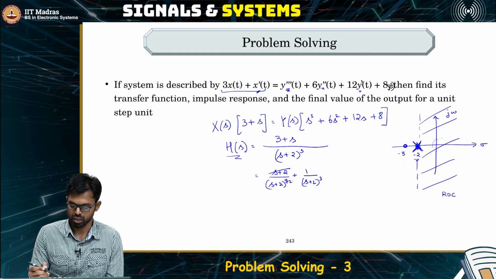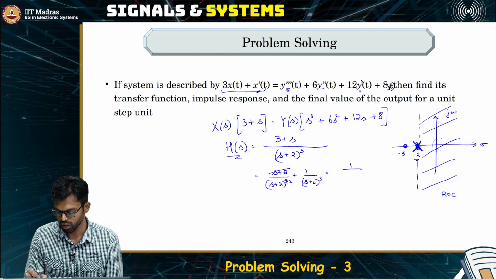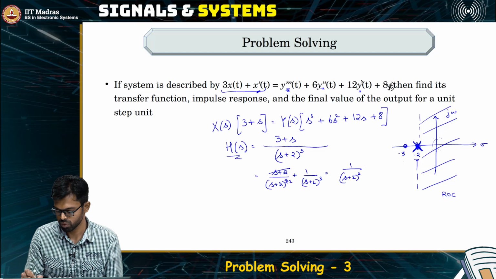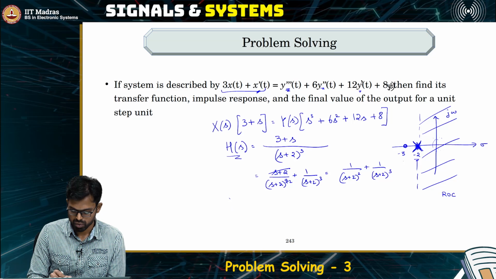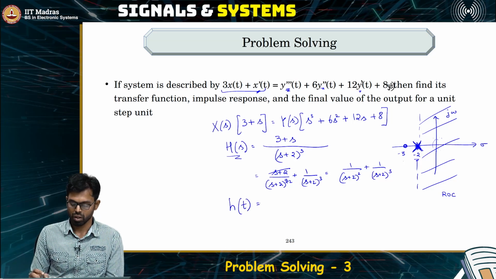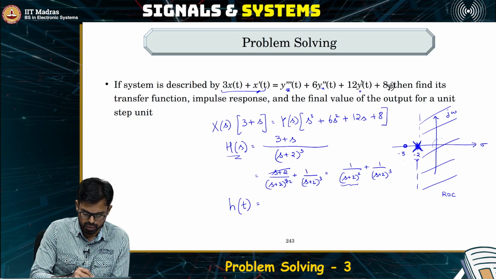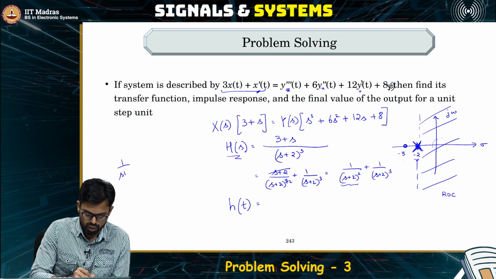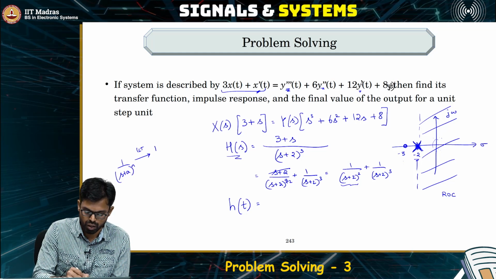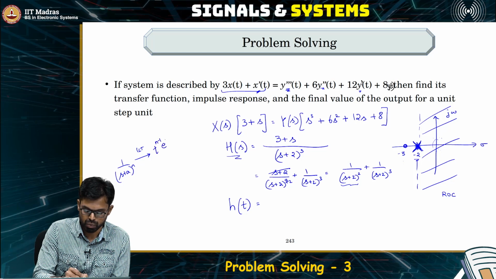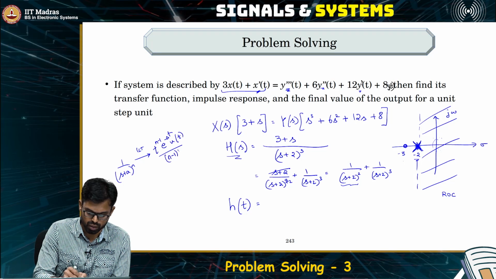So we can cancel that out. Now all we have to do is find the inverse Laplace transform of these two fractions. So what is the inverse Laplace transform? All we have to do is remember that formula that we already had, that 1 by (s plus a) power n will have an inverse Laplace transform of t power n minus 1 e power minus at u of t divided by (n minus 1) factorial.